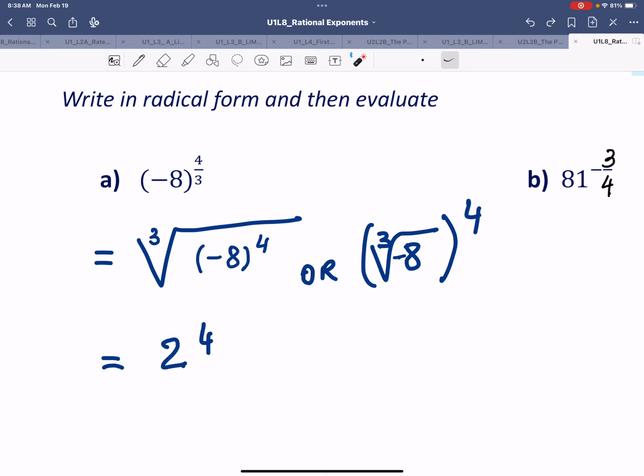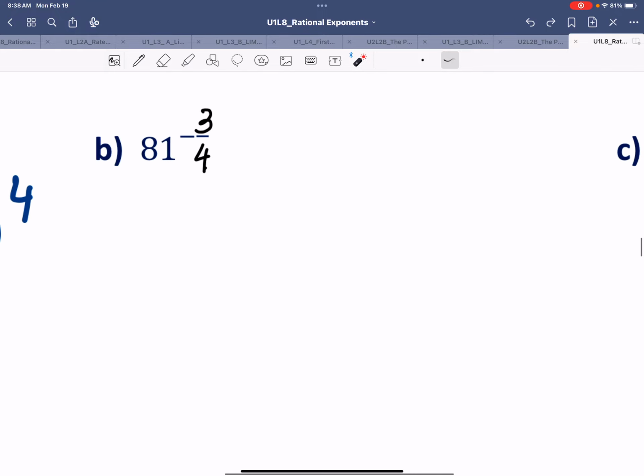So next, we will evaluate the third root of negative 8 to the power of 4. I wrote just 2 in here, and that's because negative 2 to the power of 4 is equivalent to positive 2 to the power of 4, and the answer would be 16. And let's move on to question B.